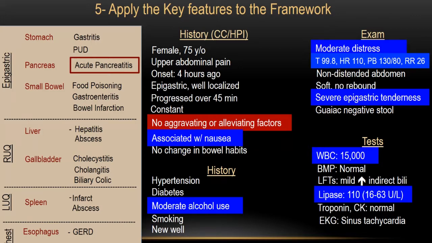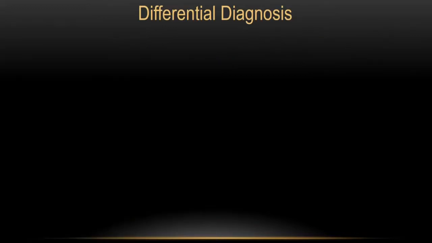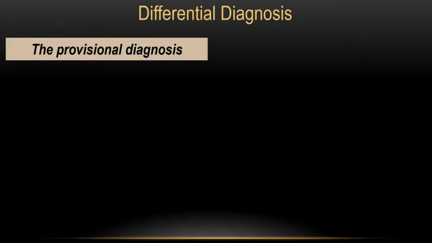Which one are you going to choose? Don't forget, what's common is common. Which one is more common? Acute pancreatitis or bowel infarction? When was the last time that you heard about a patient with bowel infarction? Maybe that was a long time ago. But acute pancreatitis, it's not uncommon. Therefore, I would go for acute pancreatitis as the provisional diagnosis in this case, because what's common is common. So my provisional diagnosis for this case is going to be acute pancreatitis.